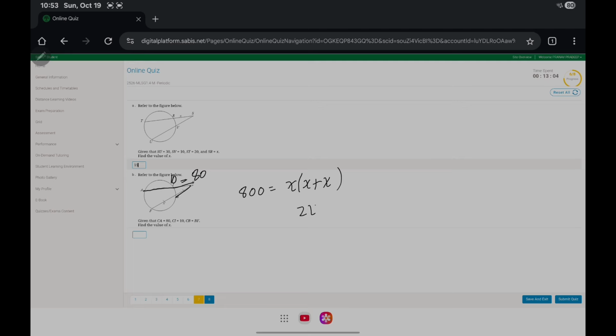and solve 2X. If you add X plus X, you get 2X, right? And if you multiply 2X by X, we get 2X squared, right? Now you divide 800 by 2 by taking this to the other side, right? So you get 400 equals X squared, and X equals 20.